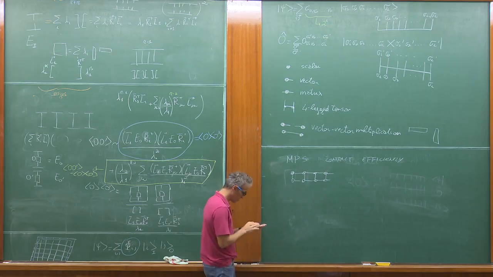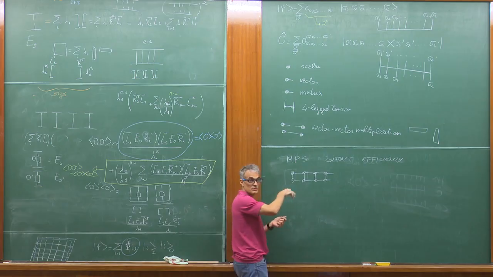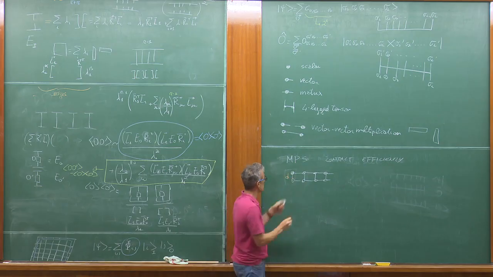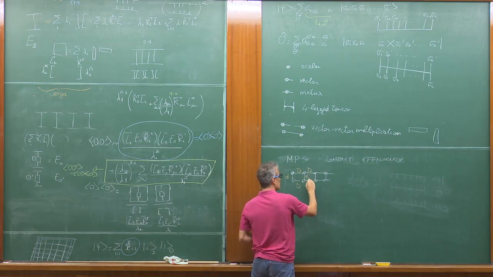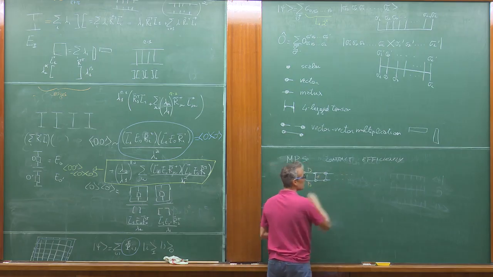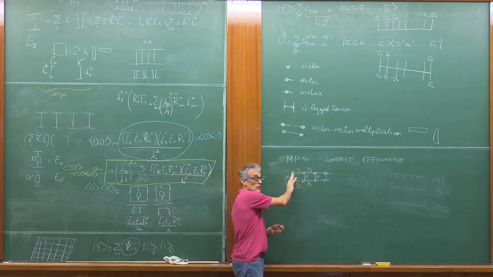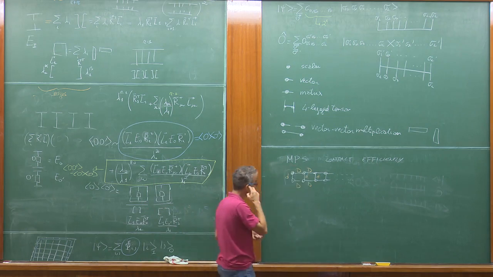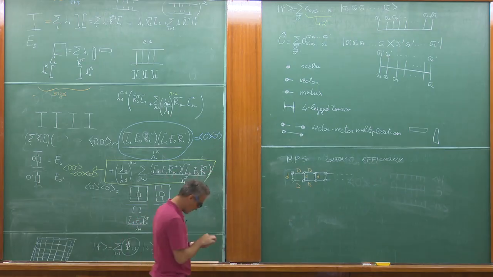Okay, so what are the dimensions here? For this leg, this is the physical dimension, sigma, and we call it small d. And this is the auxiliary dimension, we call it capital D. So you have capital D here, small d, capital D, small d. What is interesting is that if you start from one of the sides, let's say from the left, you can always compress these things very efficiently. And let's do it this way.